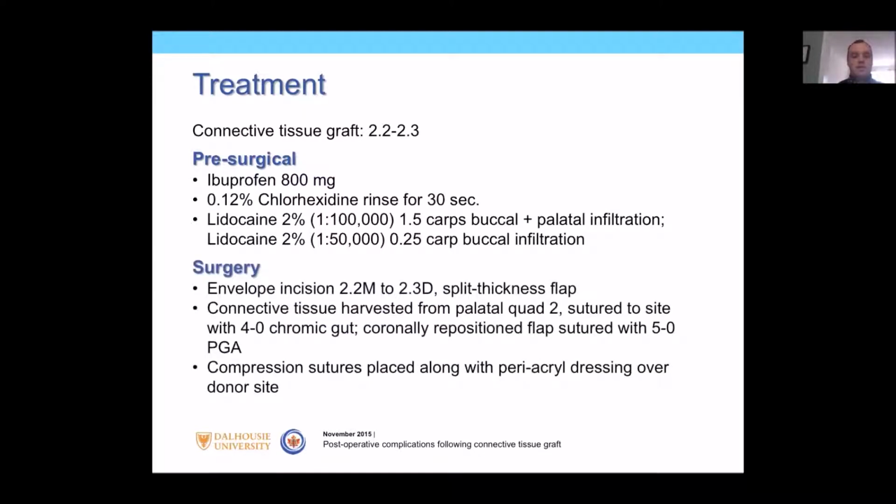So I did a little envelope incision, 2-2 mesial to the 2-3 distal, and a split thickness flap was raised. Connective tissue was harvested from the palate in the second quadrant. It was sutured to the recipient site with a 4-0 chromic gut. And then I coronally repositioned the flap with 5-0 PGA. Compression sutures were placed along with periodontal dressing over the donor and the recipient site.